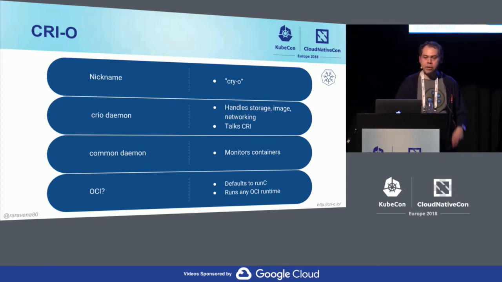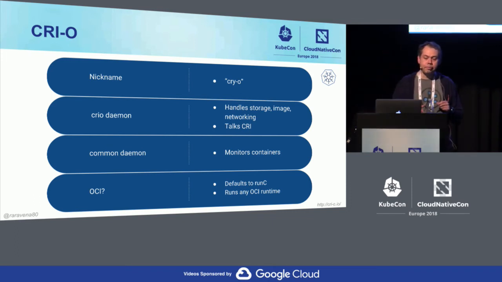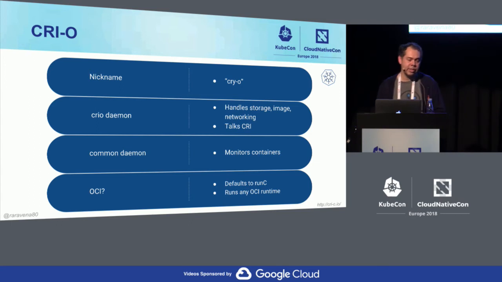Let's talk about CRI-O. CRI-O is just a shim. It's not an actual runtime. It's just a shim that allows Kubernetes to talk CRI to another container runtime. Its nickname is CRI-O, like cryogenics, like the logo. The main component is the CRI-O daemon that is very, very similar to containerd. It handles the storage, the imaging, the networking, and the kubelet talks CRI to it. It has this other component called the conmon daemon that is very similar to the Docker shim that keeps your container up and running. This one monitors your container, and happens to be written in C. Is it OCI compliant? Yes, it is OCI compliant, and you can run runc or any OCI compliant runtime.